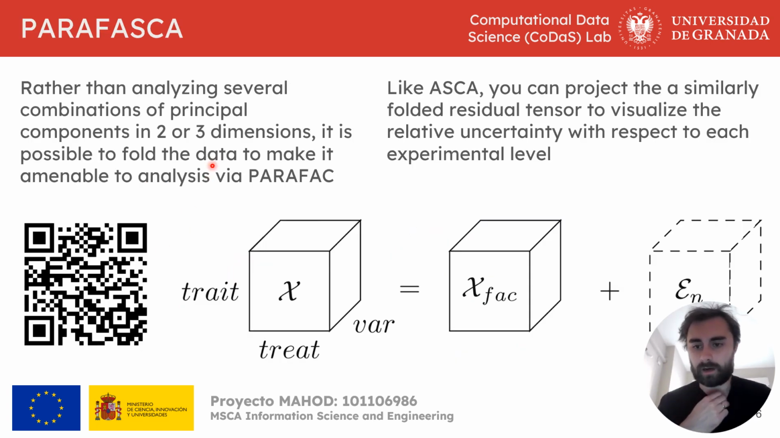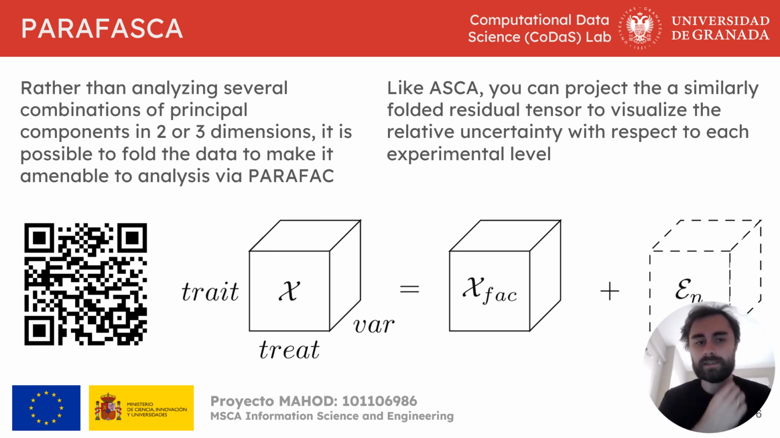So PARAFASCA operates very similarly, right? You have this tensor that's trained on the GLM reconstruction, and then you can project an error tensor that's similarly folded to the GLM folding, because you need to fold it in order to perform the PARAFAC analysis. And you can use that to generate the relative uncertainty for each of the different experimental levels.